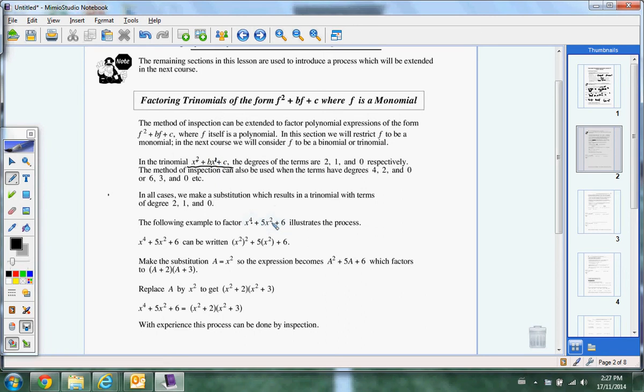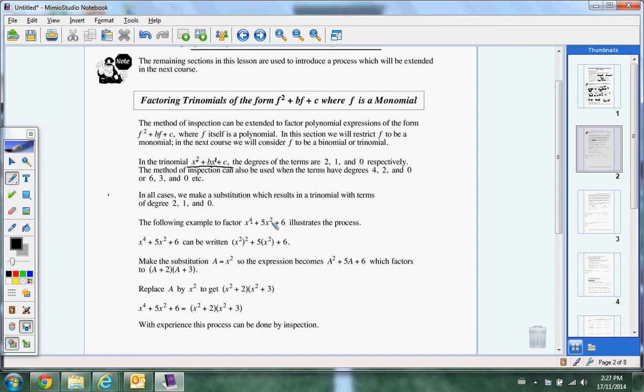Everything's the same, it's just the pattern. So you would still factor this using regular inspection. Factor the 6 to add to 5: the 3 and the 2. So 2, 3, but they'd be x squareds now. Okay? So we're concentrating on understanding the pattern.